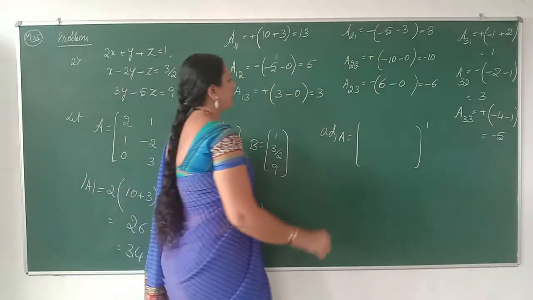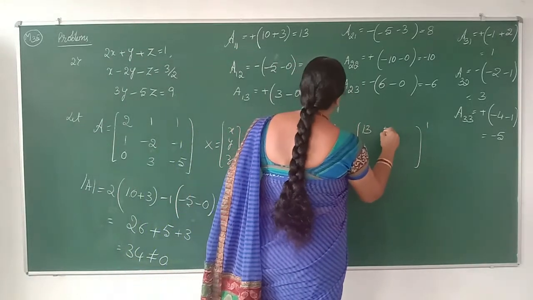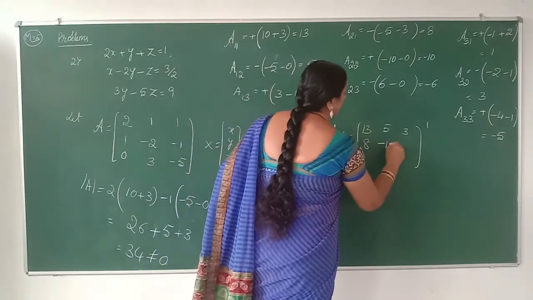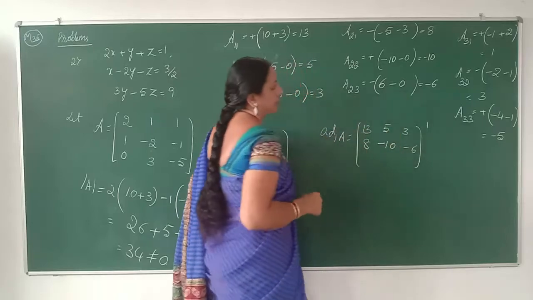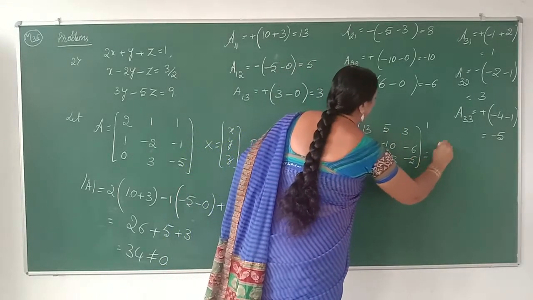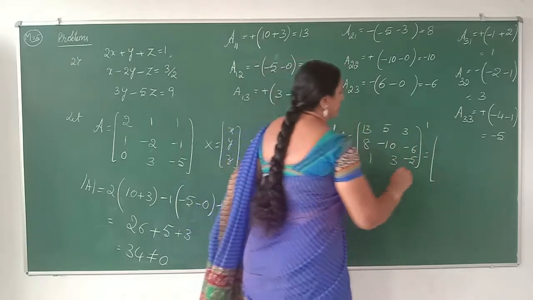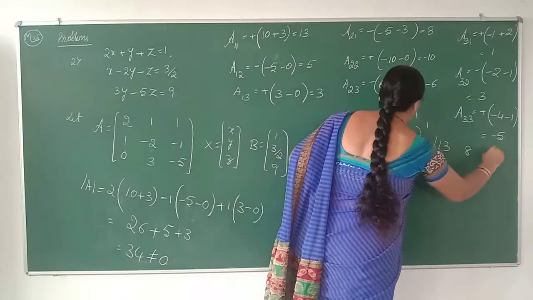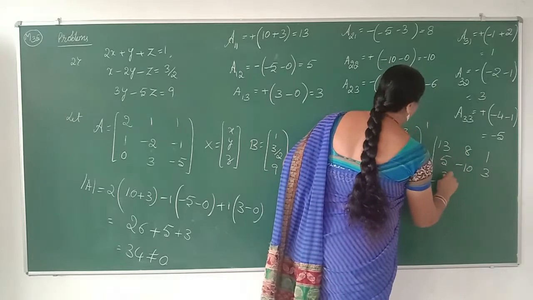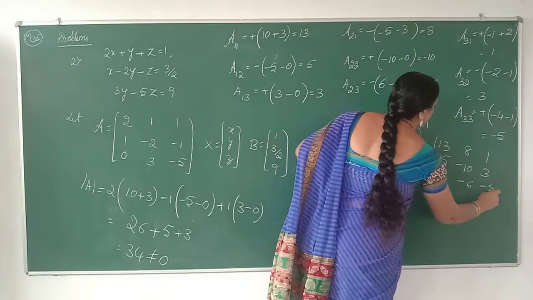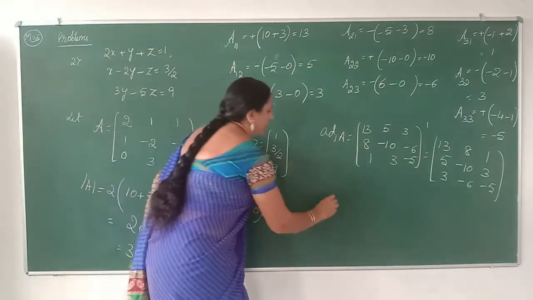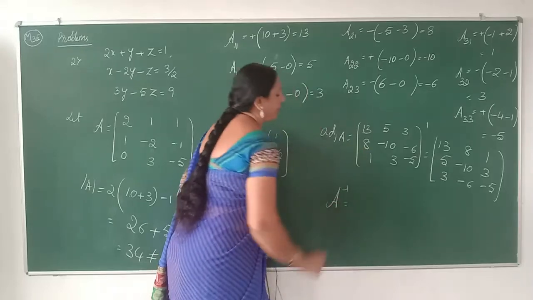Now the elements of the first row are 13, 5, 3. Elements of the second row are 8, minus 10, minus 6. And in the third row 1, 3, minus 5. After the transpose, these elements can be written as 13, 8, 1, 5, minus 10, 3, 3, minus 6, minus 5. This will be called the adjoint of the matrix. After that, by using the definition of A inverse.